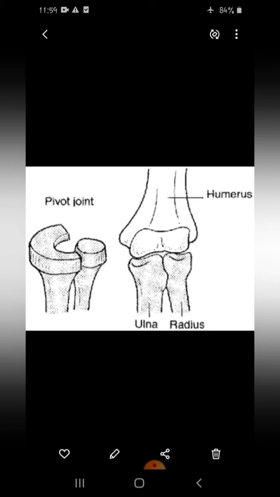These movements are different from those of our arm, which can rotate in a complete circle. Our neck bones are not like that. It will bend forward and backward, and also turn right to left, but it won't rotate completely, because this joint is different. So this joint is called the pivotal joint.